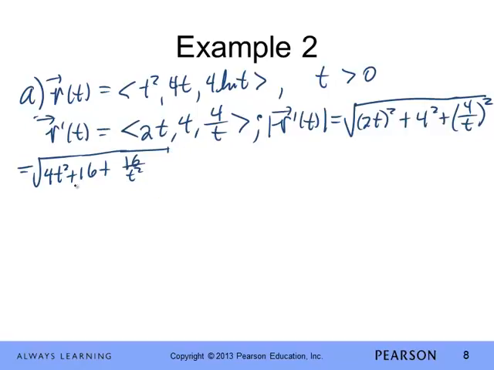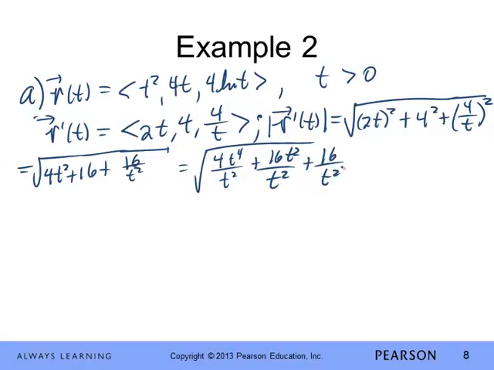It would be convenient for us to combine all these terms and get a common denominator. So we could write 4t squared as 4 times t to the 4th power over t squared, and we could write 16 as 16t squared over t squared, plus 16 over t squared. Now we can combine the numerator: 4t to the 4th plus 16t squared plus 16. We can factor out a 4, then we have t to the 4th plus 4t squared plus 4.